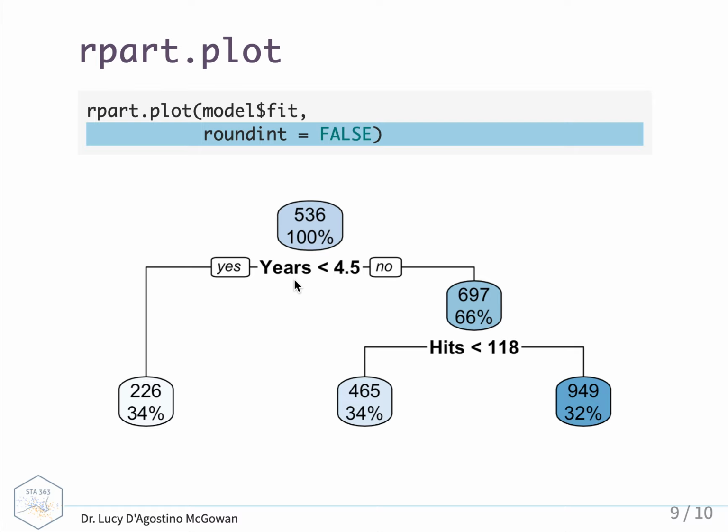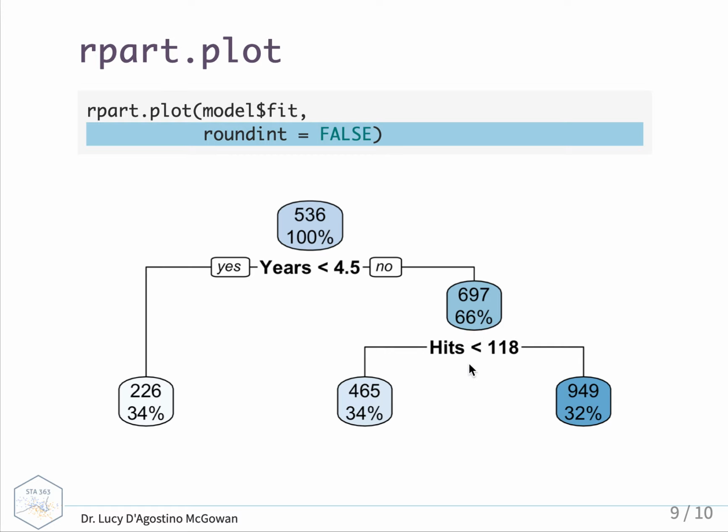And this is what that is going to look like. Here's what that image looks like. We've got a split here. We start with 536 individuals. We have a split at whether or not their years is less than 4.5. If it's yes, less than 4.5, then they end up in this node over here. And if it's no, greater than 4.5, then they end up over here, which results in 66% of the data. So 34% are over here, 66% are over here.